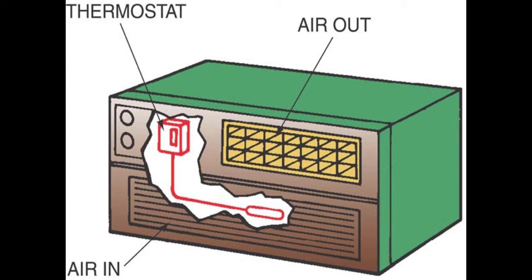In a window air conditioner, in a package unit, specifically window, you will find the thermostat to be a remote bulb thermostat, remote sensing element, and it will actually be in front of the incoming air, so the return to the system. It will be right behind the cover.